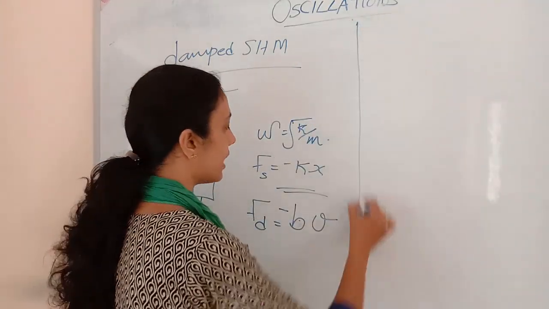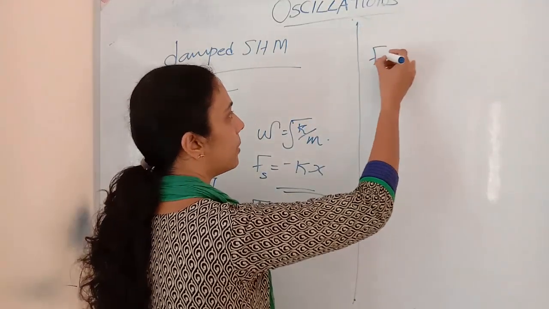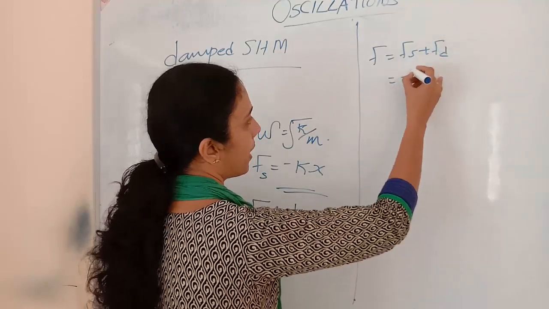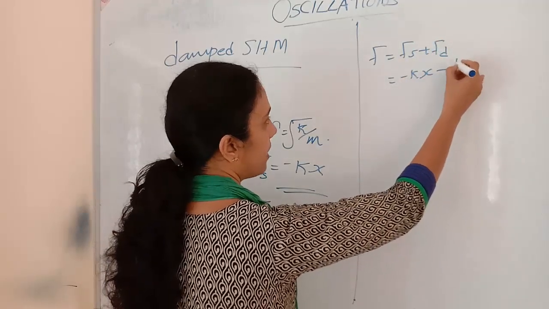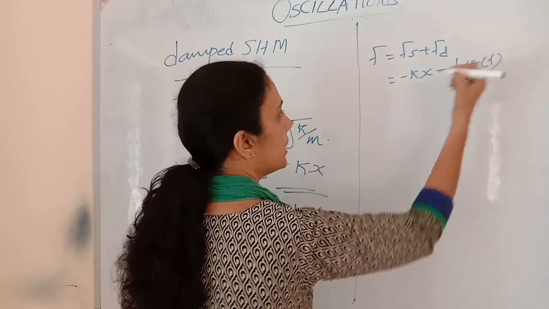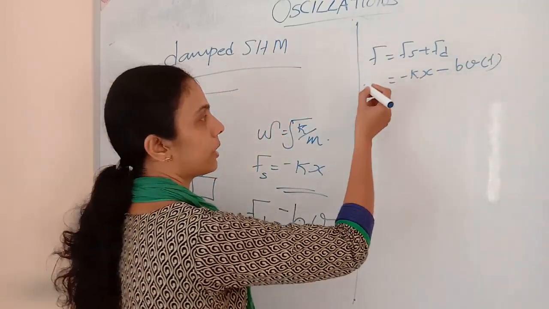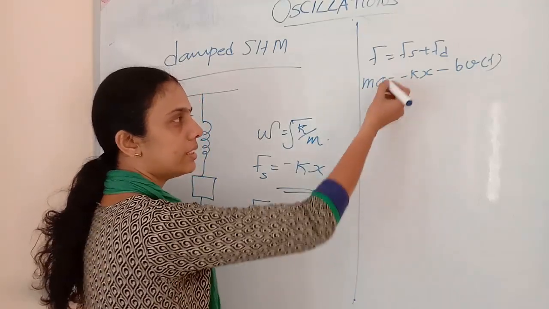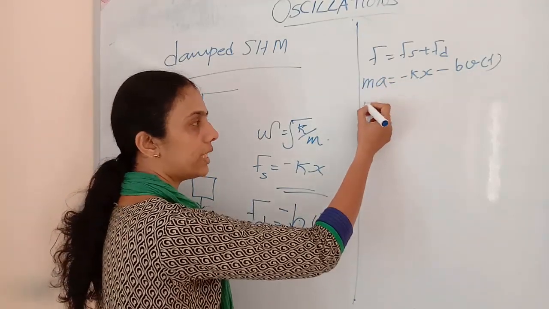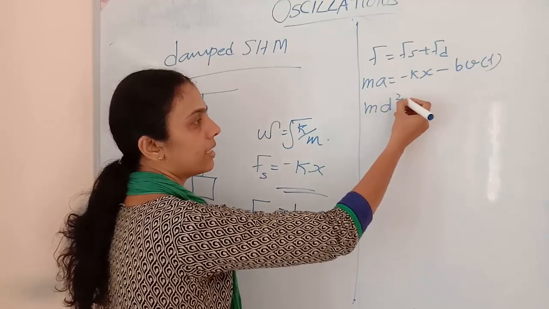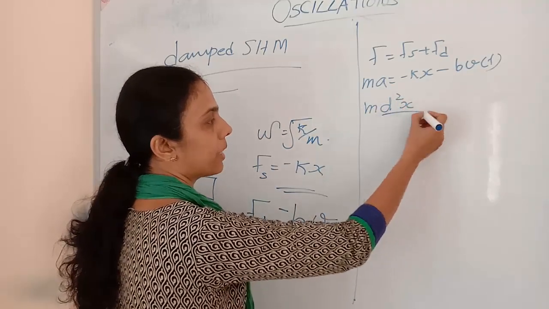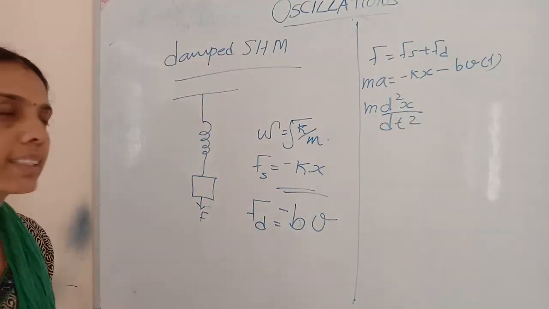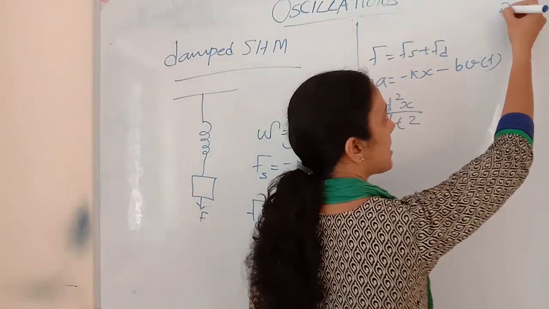So what will be the net force acting on it? F will be equal to Fs plus Fd, or we can write minus kx minus bv. Velocity is with respect to time, x also with respect to time only. So F we can write as ma. This acceleration in terms of dx and dt, we are writing as d square x by dt square. How are we getting this d square x by dt square for acceleration? Because displacement is x.